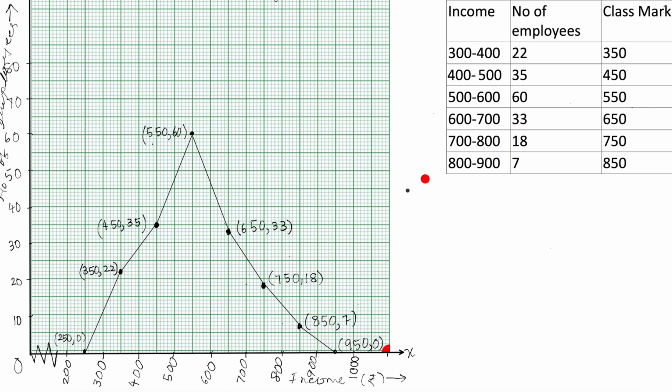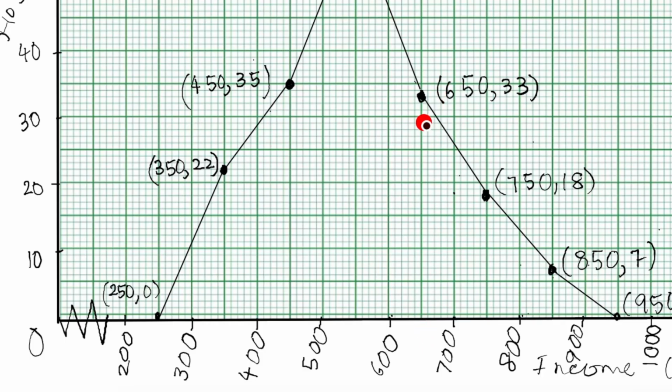Then we have 650 and 33. So 650 and this is 30. So this is 3 more units. Okay, 3 divisions. Can you see that? Yeah. Then 750. So 750 and 18. So 18 means this is 10, 15 and 3 more, that is 18, or you can come down to 2 divisions from 20. That will be your 18. Yeah. So this will be your 750, 18. The last point you understood.